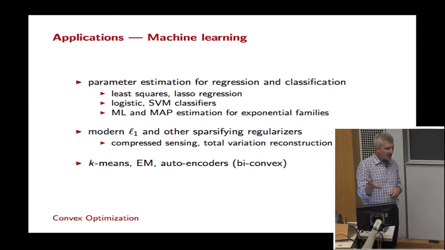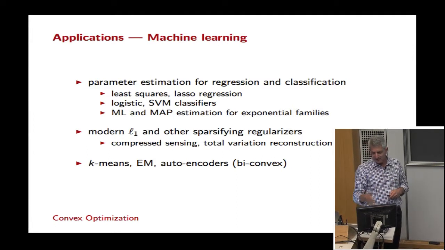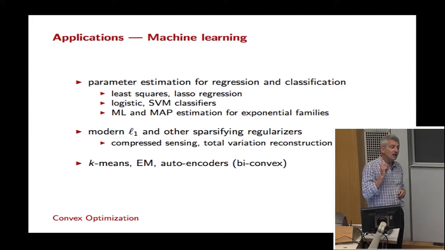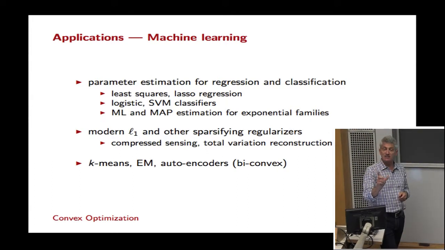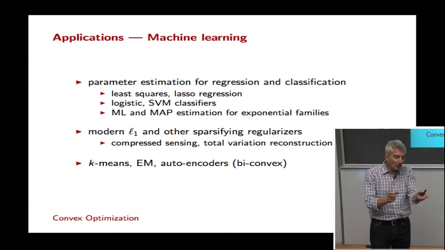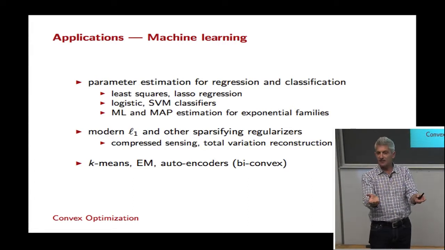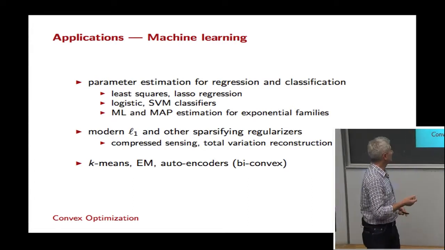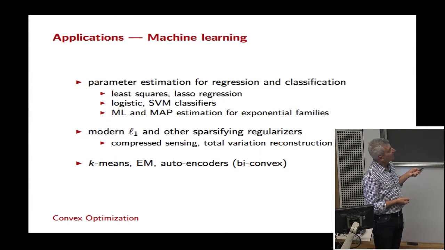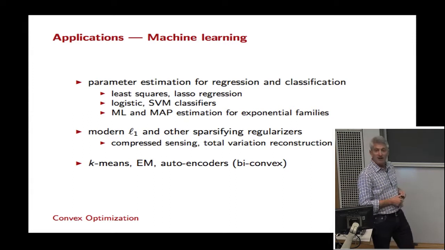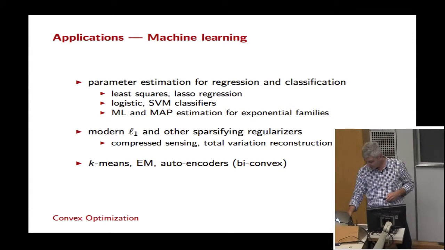Now, there's a ton of problems, of course, that are not convex. But a whole lot of those are actually biconvex. So there are two sets of variables, and if you hold one fixed, you can optimize, it's convex in the other, and vice versa. And this would include a whole lot of things like k-means, EM, actually autoencoders. These are all biconvex.